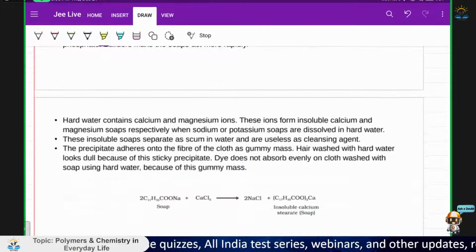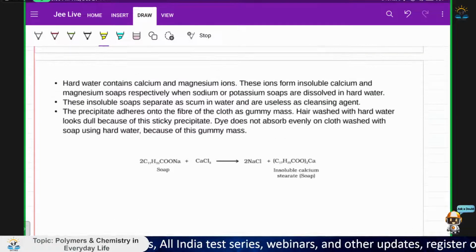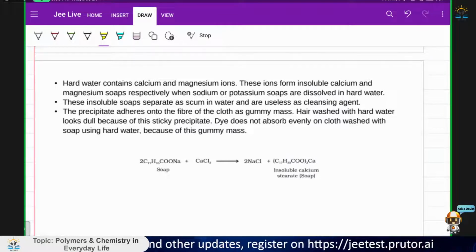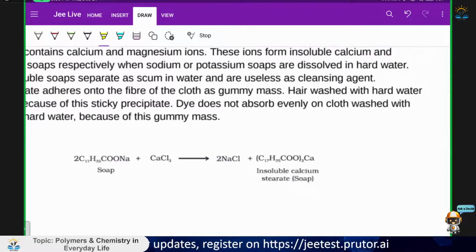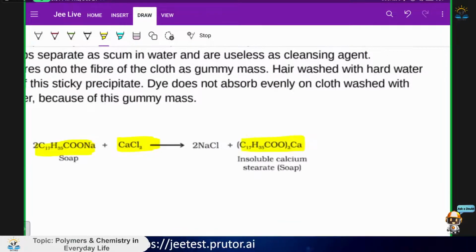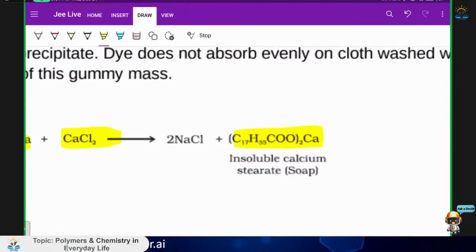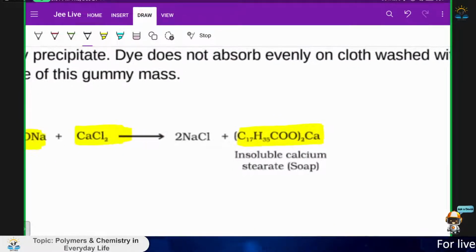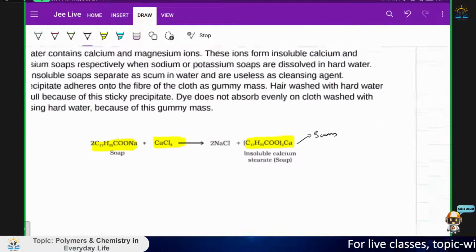Okay, now we will discuss hard water. If the water contains ions like calcium and magnesium, the soap does not give lather well. Why? Because it forms scum with these ions. So the reaction is given. Our soap reacts with these ions to form what? Insoluble calcium stearate. Here we are taking stearic acid, and that's why we got calcium stearate, which is scum. So it cannot be used in many industries such as the laundry industry and dyeing industry.